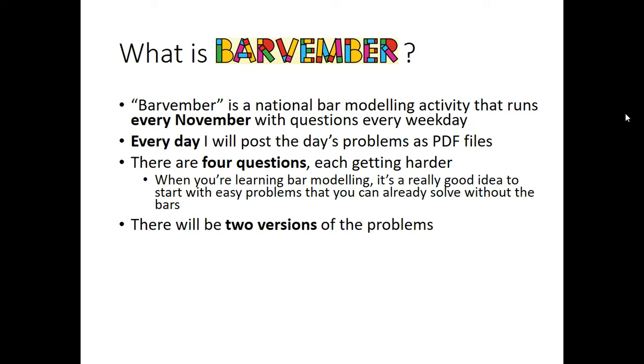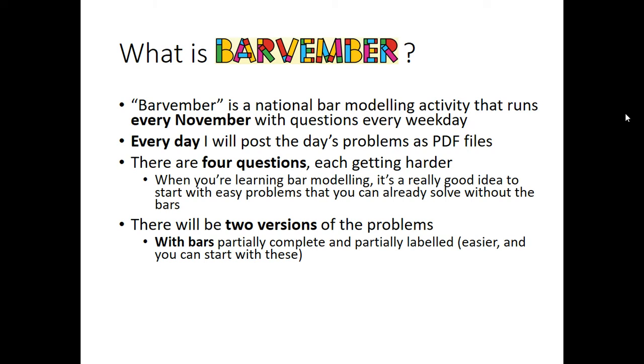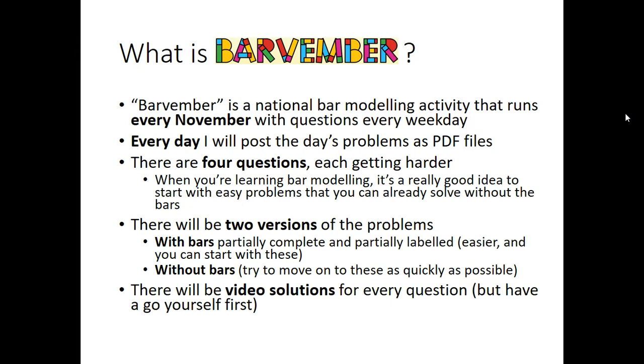There'll be 2 versions of all the questions 1 to 4. There'll be a version with bars, so there the pictorial model has been partly completed for you and partly labelled, and these are easier, and I suggest you start with these. But try and move on as quickly as possible to the examples without bars, and that'll happen at different times, question 1, 2, 3, and 4.